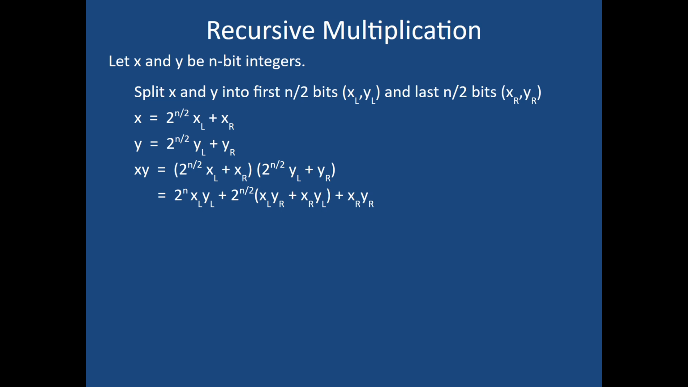Yeah, it's just a bit shift. You just throw n over 2 zeros at the end, and you're done. It's like multiplying by 1,000. You just put 3 zeros at the end, multiply by 1,000 in base 10. So it's just a bit shift.